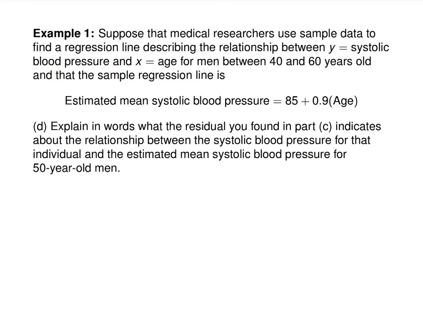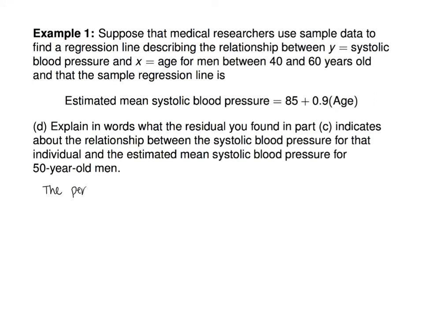And then explain in words what the residual you found in part C indicates about the relationship between the systolic blood pressure for that person and the estimated mean systolic blood pressure for the 50-year-old man. So the person in part C, his blood pressure was lower than the average. And you can tell that based on two things. Either 125 is smaller than 130, that's easy enough, or you get a negative answer from your residual. Either way, both of them are pretty easy.